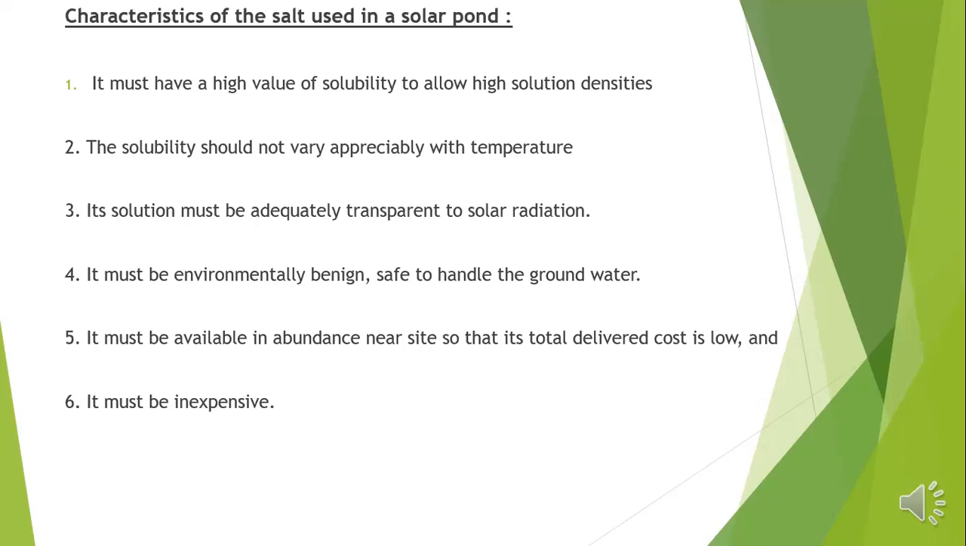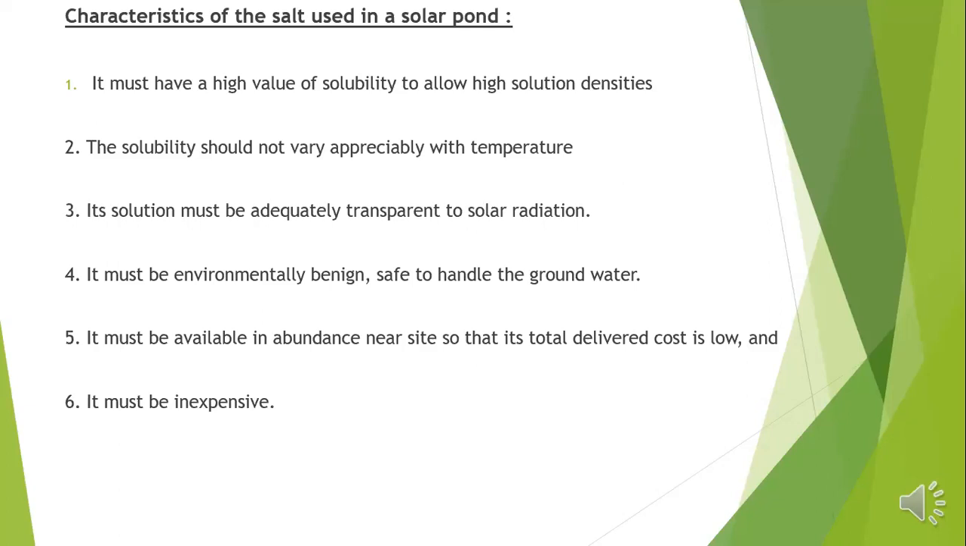Okay, fifth one, it must be available in abundance near the site so that its total delivery cost is low. Where we are working, it should be nearer. We should design a pond near our working places only, so that the cost will be reduced. Delivery cost means the transportation cost will be reduced, and it must be inexpensive. So the cost for designing the solar pond should also be low.